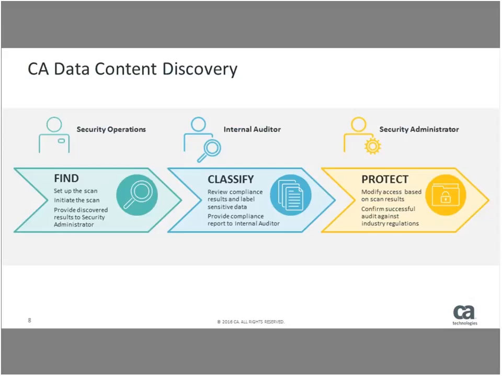Once you review that, you review the compliance results, and then you can label that particular sensitive data. We have methodologies by which we'll actually automatically inform you of what kind of data we find, but then the internal auditor can actually provide a compliance report from this tool based on the kind of data we found and who is able to access it. And then finally, we can protect by modifying our accesses based on our scan results, completing reports and informing others of these scan results, and also helping to confirm successful audits once you make these changes around typically industry regulations.